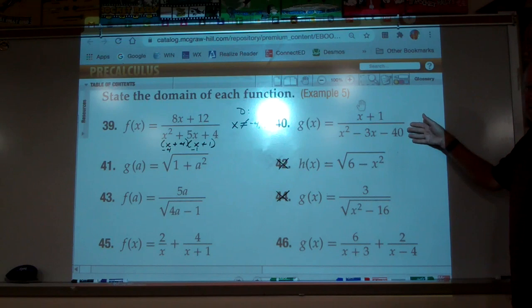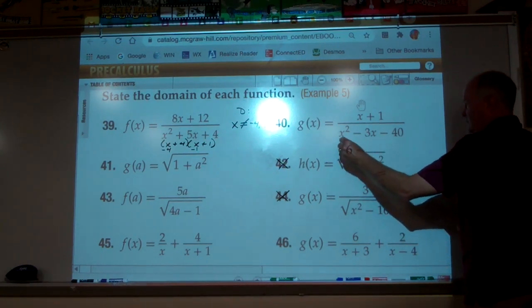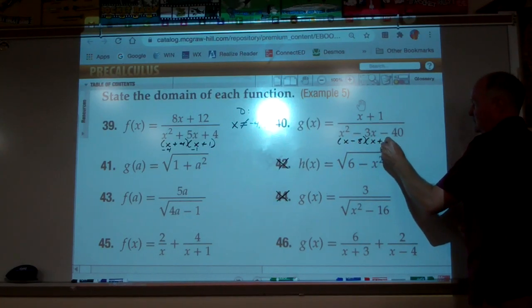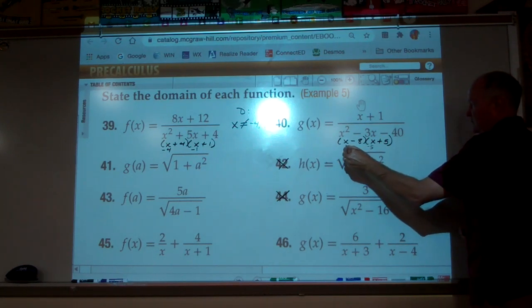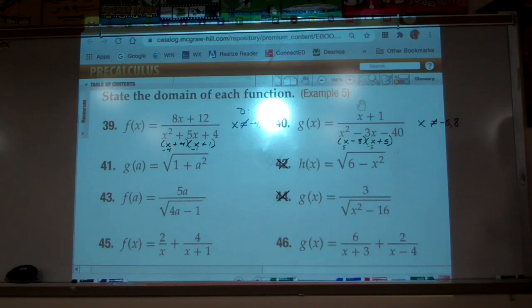40 is the same kind of deal. But now I got to factor that, and I think, was it 8 and 5? Minus 8, 10. Plus 5. So negative 5 and 8. So x cannot equal negative 5 and positive 8.